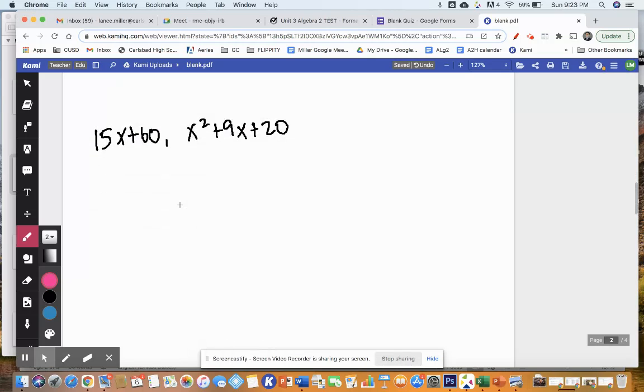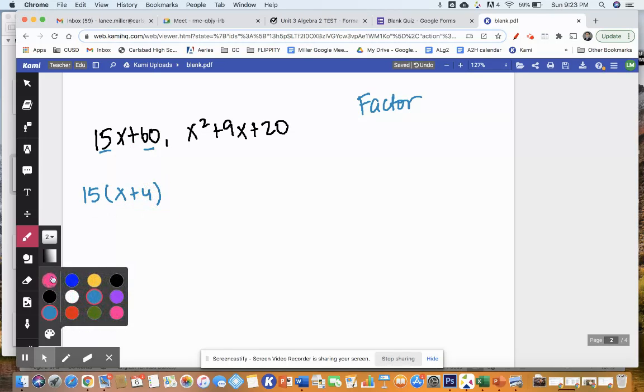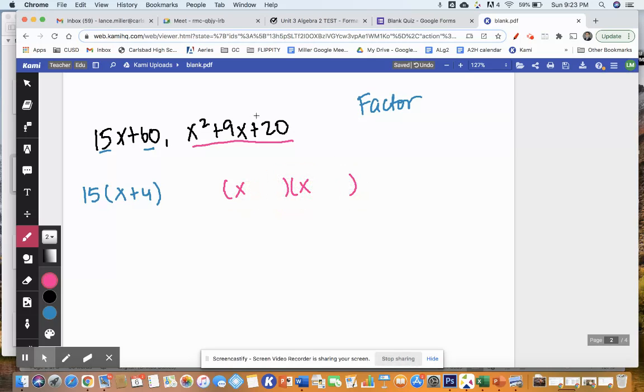All right, let's take a look at one more here. Step 1, always factor. So we're going to factor this first term, and again, sometimes it might just be a GCF, and that's fine. So I can pull out a 15 from 15 and 60, and if I do that, I'm left with x plus 4. The second one, I have a trinomial. So let's start with x and x. 2 terms that add to 9 and multiply to 20, 5 and 4.